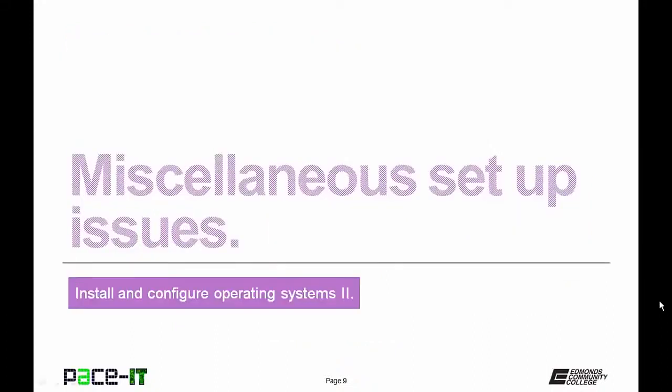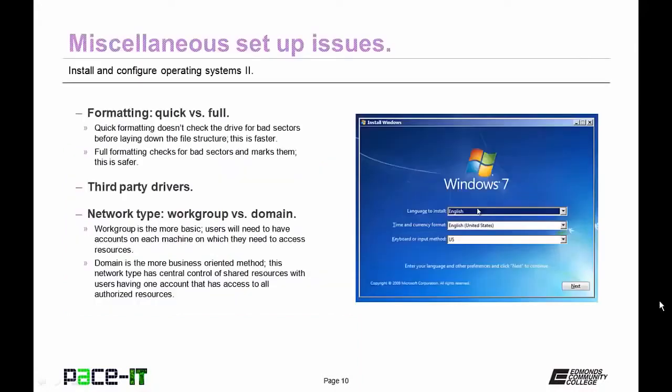Now let's talk about miscellaneous setup issues that may arise or that you need to be aware of. And the first thing we need to talk about is formatting the hard drive. A quick format versus a full format. In a quick format process, the system does not check the hard drive for bad sectors before laying down the file structure. It's faster. Now, the full format does check for bad sectors and marks them so that it doesn't put files in those bad sectors. It's slower, but it's much safer.